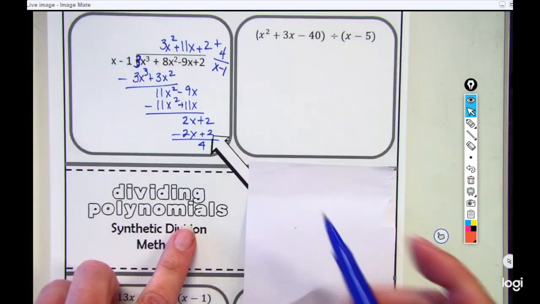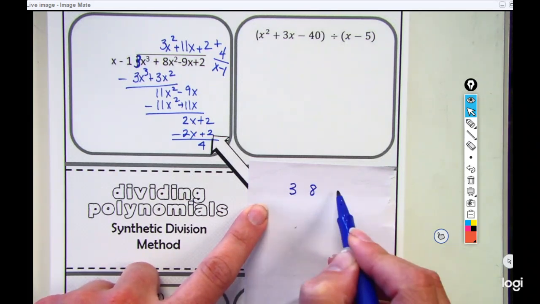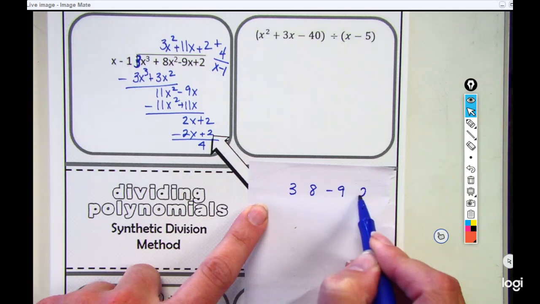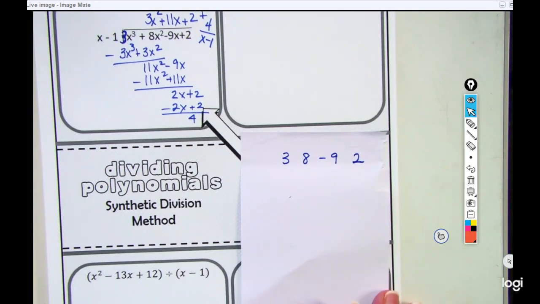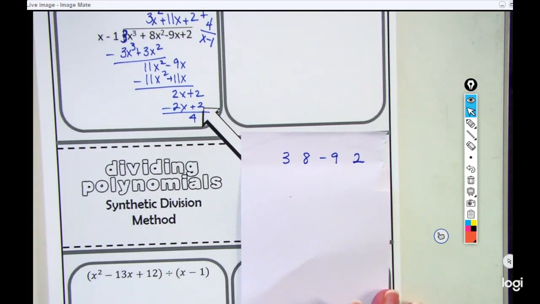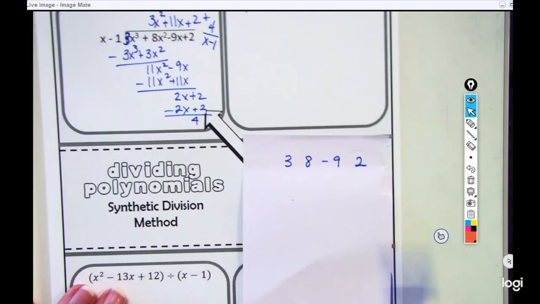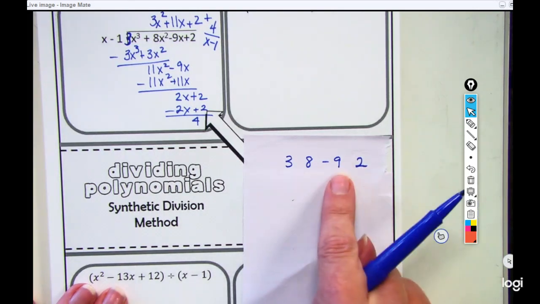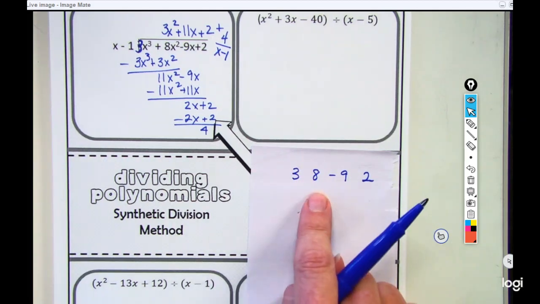So, I am going to take my coefficients and write them out. That was pretty easy to come by. If you're missing a term, what did we have to do in long division when we were missing a term? We had to put a 0 in. Same thing today. If I had been missing a term, I would have to put in 0.